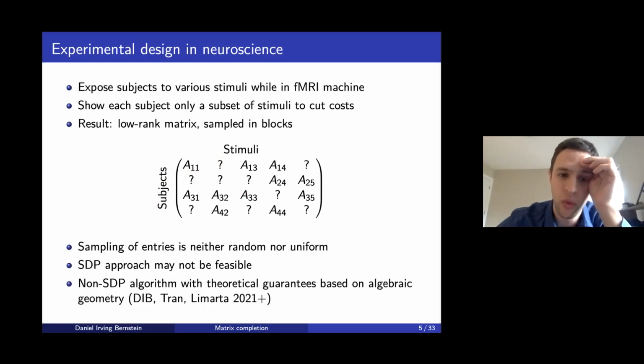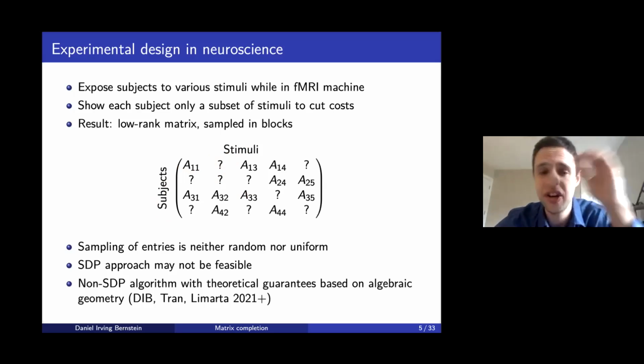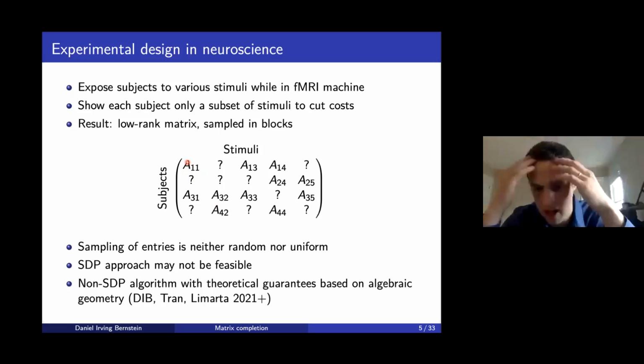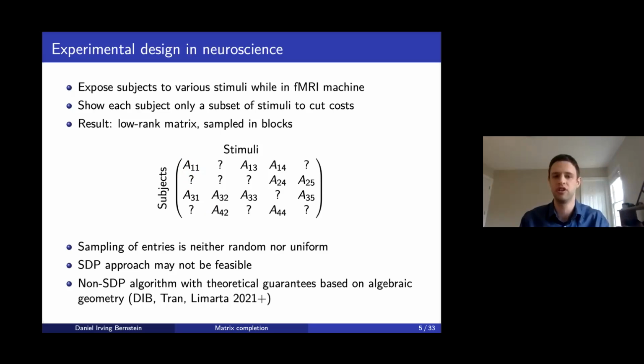Now, what's different about this situation is the data that you get is not just a matrix. It's sampled in blocks. Each time you put a subject into an fMRI machine and run it for a while, you get a massive matrix where the rows correspond to regions, little voxels in the brain, and the columns correspond to time.